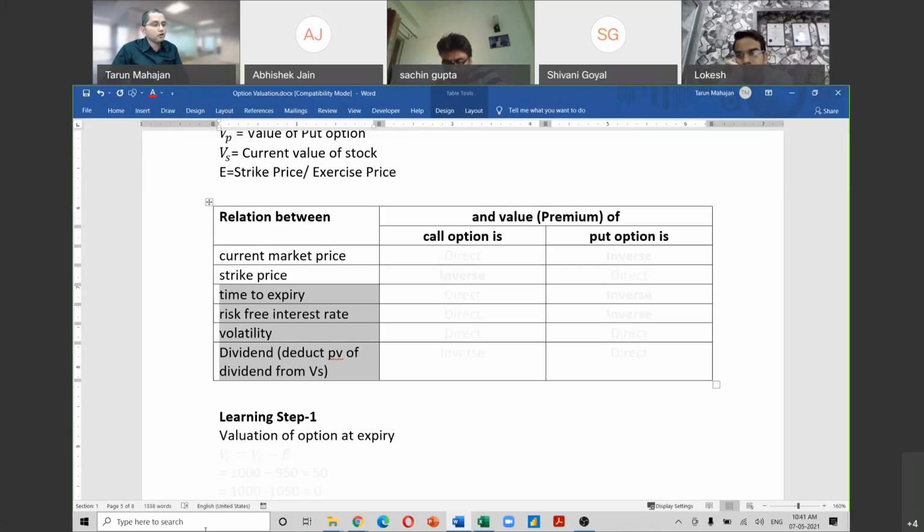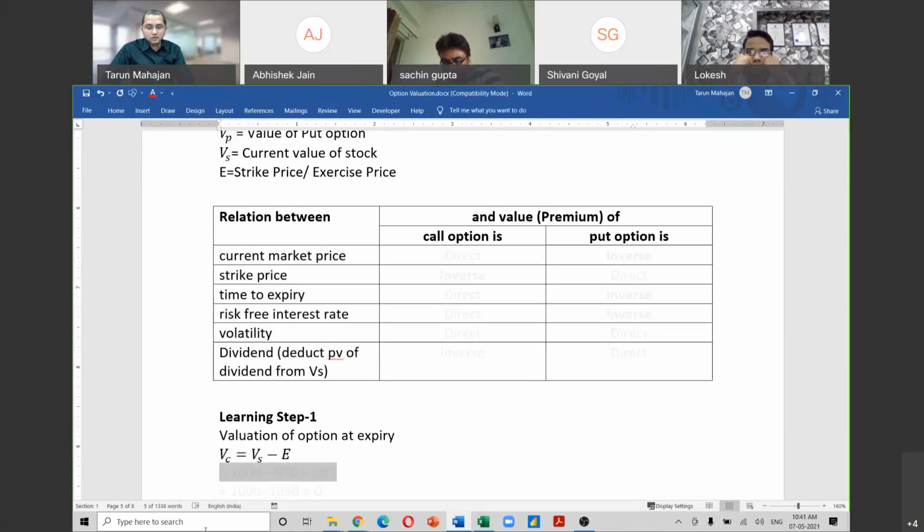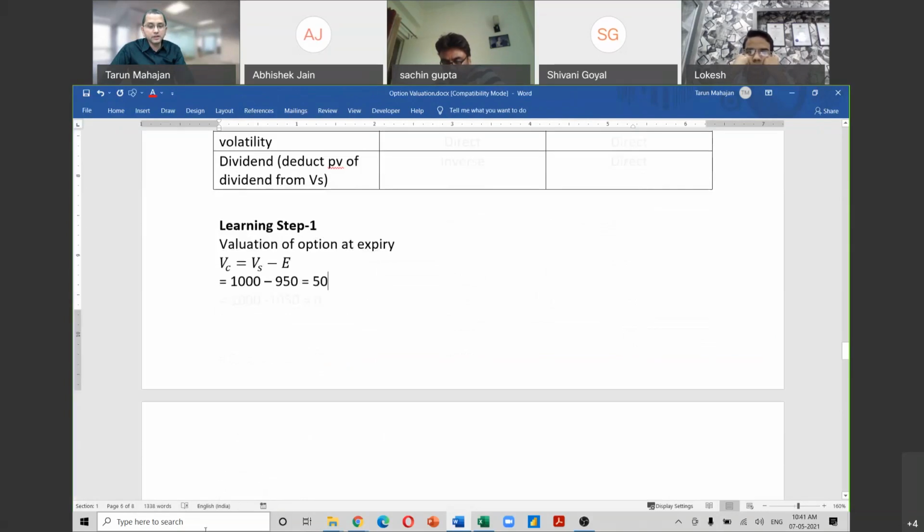So if I'm making valuation of option at expiry, only 2 factors remain relevant: current market price and strike price. And the formula looks like this. Value of call option is current market price minus strike price. So if the current market price of the share is 1000 rupees and I choose a strike price of 950, then the value of call option is 50.